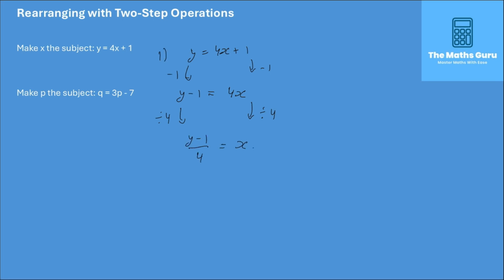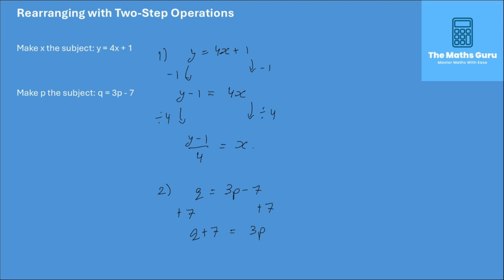Now, looking at question number 2, we have make p the subject of the formula q equals 3p minus 7. Looking at our p here, first it's being times by 3 and then added to 7. Remember, we always deal with the addition or subtraction first. So we add 7 on both sides because that is the reverse. So q plus 7 is equal to 3p.